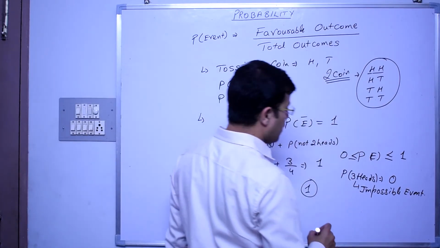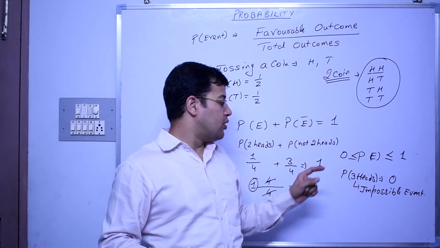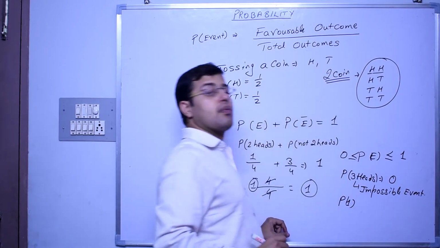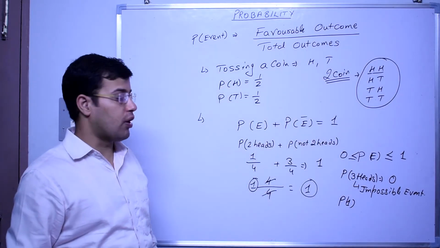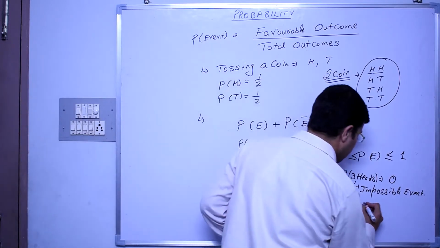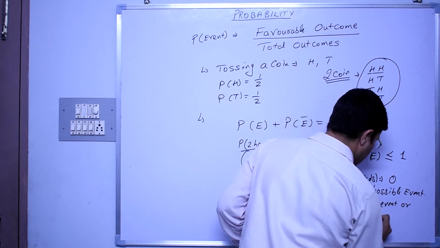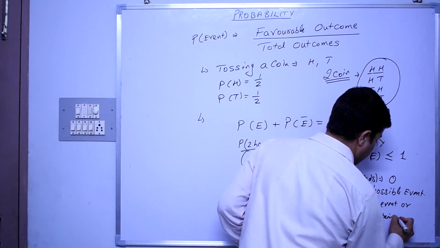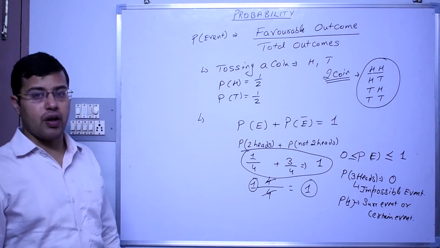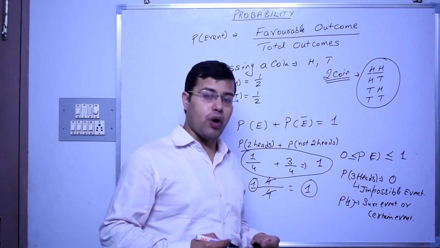But if I ask you that either head or tail will definitely come up, then the probability is 1. So that is a sure event or certain event. The probability of a sure event or a certain event will be 1. So the probability of all events should lie between 0 and 1.